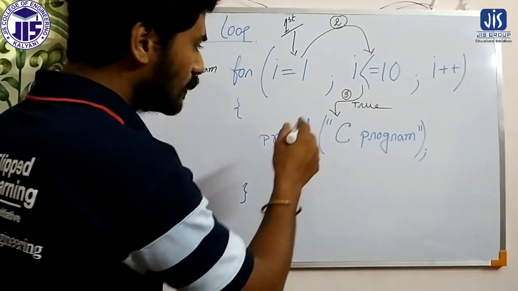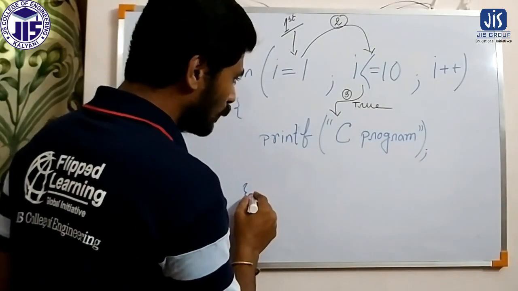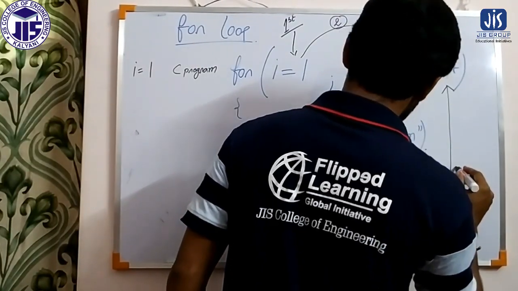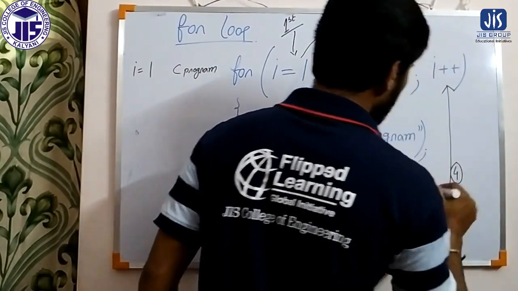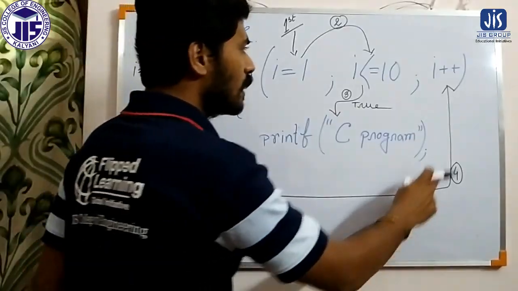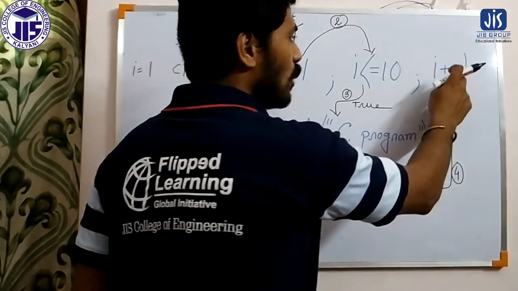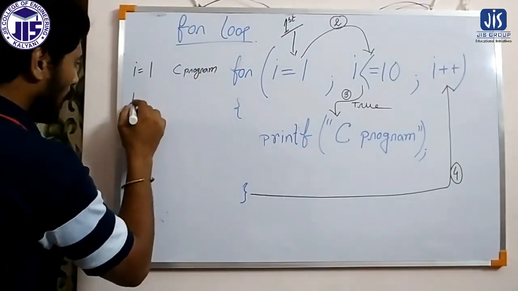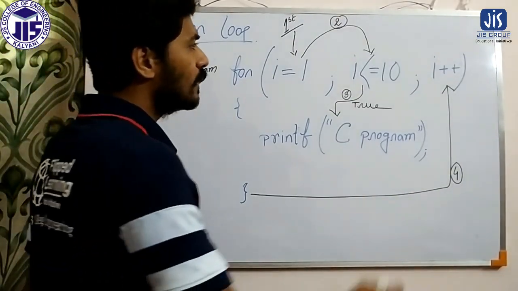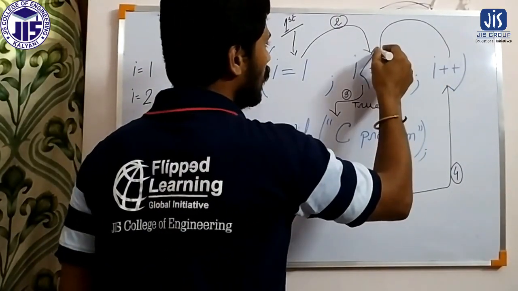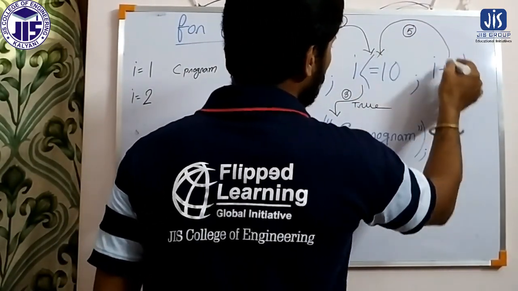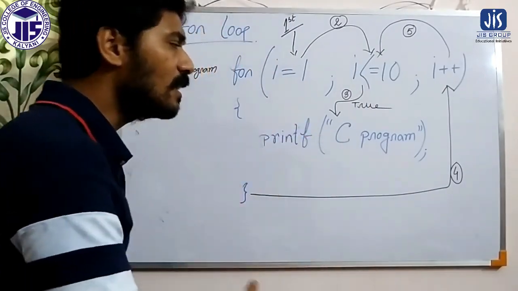After performing this, here is the end of the body. So when the body ends, it will go to the increment or decrement operation. So after execution of the body of the loop, it will go to the increment or decrement operation, and the value of I will increase. So the value of I will become 2. After that, again it will get back to the condition, and then the same process will repeat.